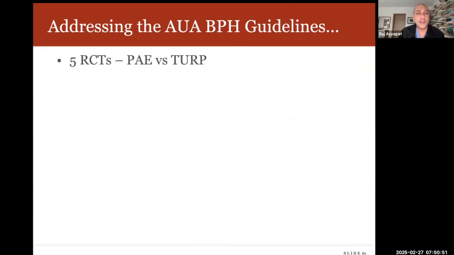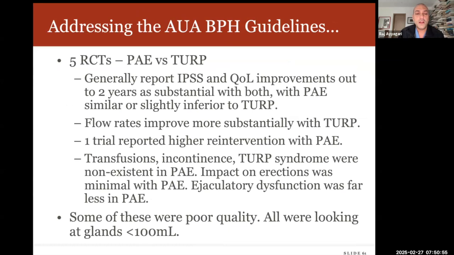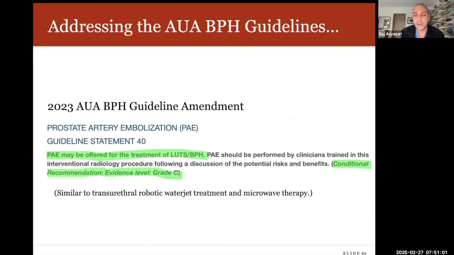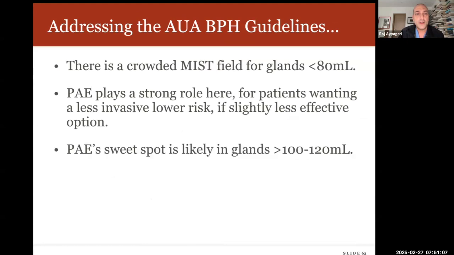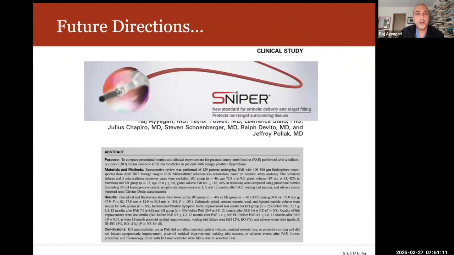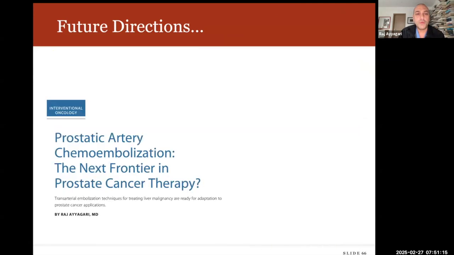And just some more data demonstrating what a great procedure it is, to help address the urologists' concerns about the procedure. And like I said, it just finally got accepted by the AUA, the American Urological Association, about 1.5 years ago into their guidelines. Future directions are not worth talking about today, but we can go through this more.